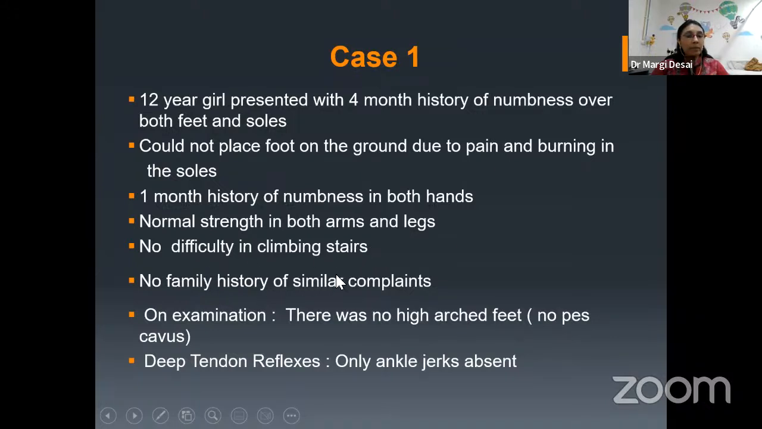There was no family history of similar complaints. So it suggests that it's not an inherited problem. On examination, she did not have any cranial nerve deficits. Deep tendon reflexes all were present except for the ankle jerks, which were absent. So absent ankle jerks always raises the suspicion of a peripheral neuropathy.